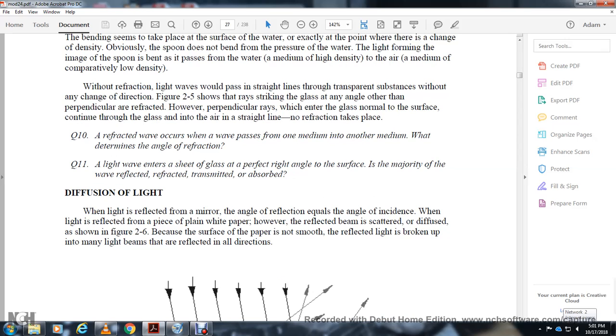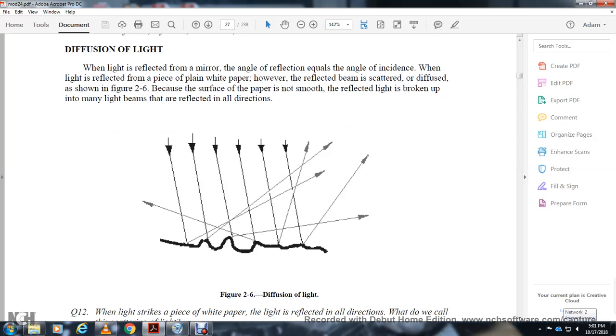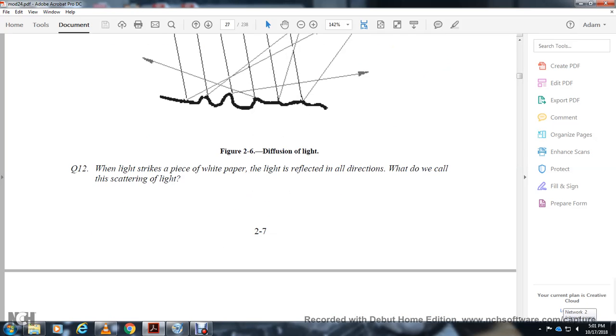Diffusion of light: light reflects from a mirror with the angle of reflection equal to the angle of incidence. Light reflecting from a piece of plain white paper, however, is scattered or diffused, as shown in figure 2.6, because the surface of the paper is not smooth. Reflected light is broken up into many light beams reflected in all directions. So we have the diffusion of light in figure 2.6.